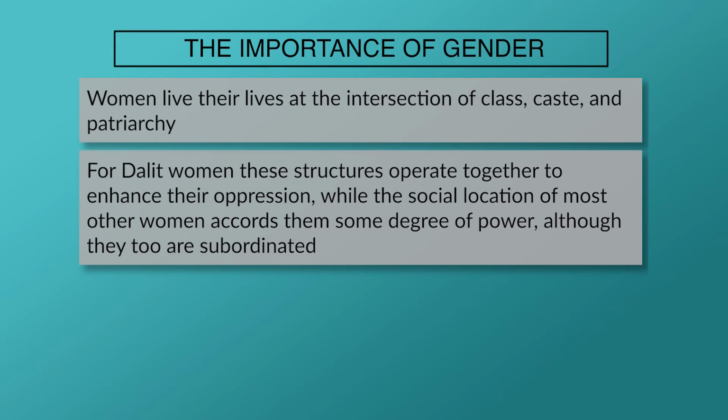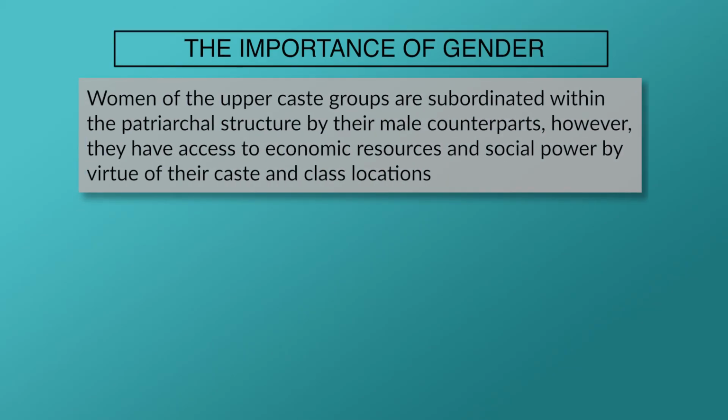They experience power on a day-to-day basis, and they are subordinated by the patriarchal structure of their male counterparts, or even women in upper classes who may have social power, may have resources, economic resources by virtue of their caste and class location, but they are able to oppress the Dalit women because of their lowly position.